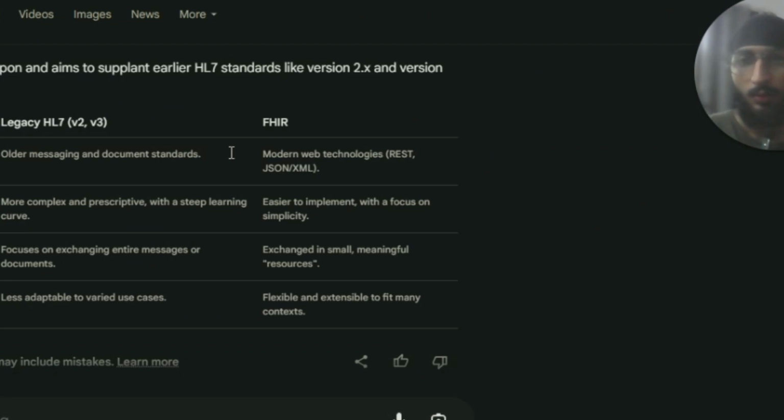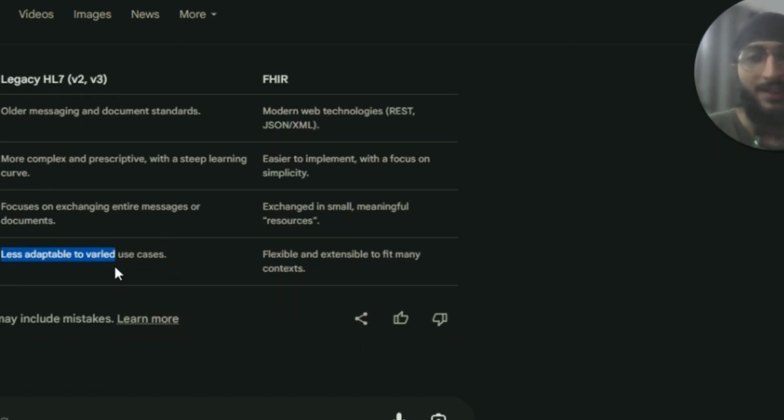So that's that. FHIR allows modern web technologies, REST APIs, JSON and XML, while earlier HL7 was used, the legacy HL7 version 2 and version 3, older messaging and document standards. Now simplicity: FHIR is easier to implement with a focus on simplicity, while HL7 was more complex and prescriptive with a steep learning curve. Then granularity: HL7 focused on exchanging entire messages or documents, while FHIR exchanges small meaningful resources. And HL7 is less adaptable to varied use cases, while FHIR is more flexible and extensible to fit many contexts.